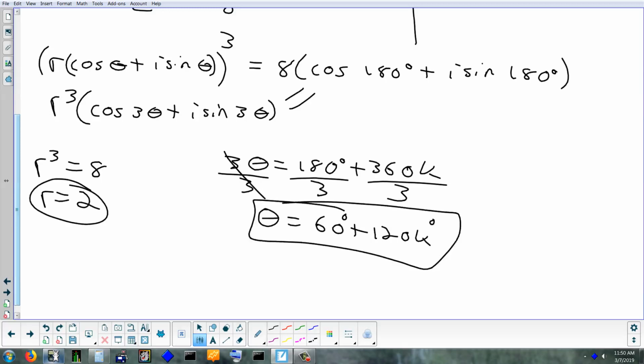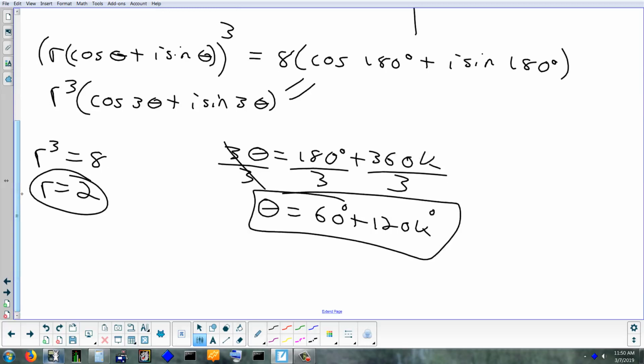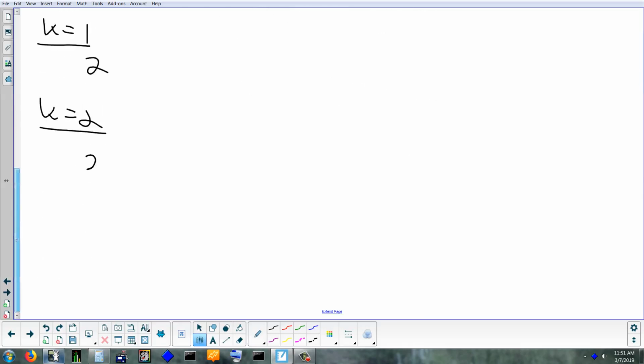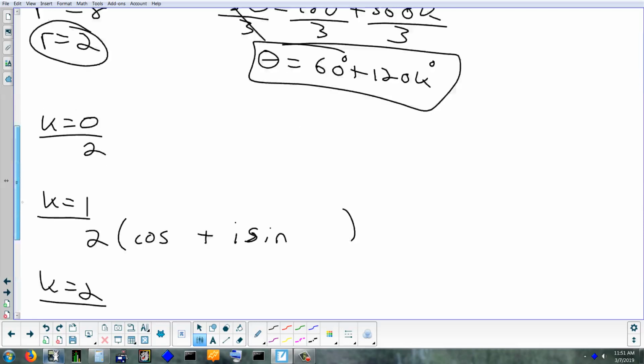So now using what you know the radius is and your formula for theta, we can write our answers. What are going to be the values we plug in for k? 0, 1, 2. That's how you get the 3 answers. 0, 1, 2. Radius is 2 in all of them. And then just write this 3 times.